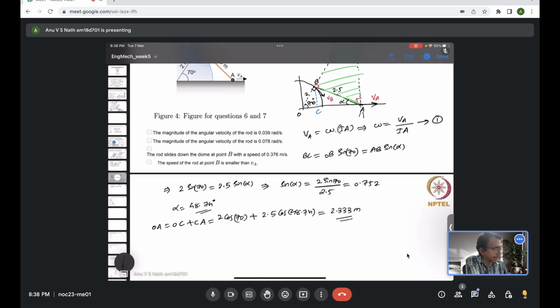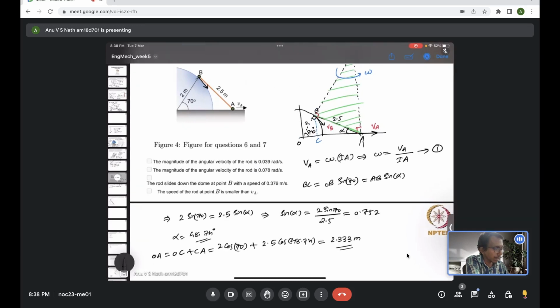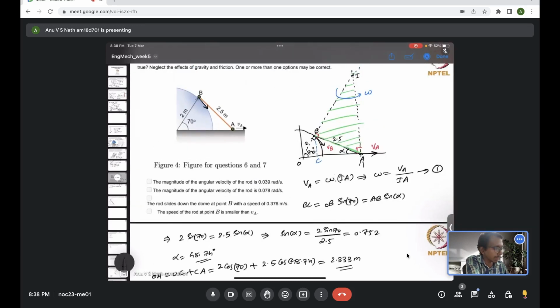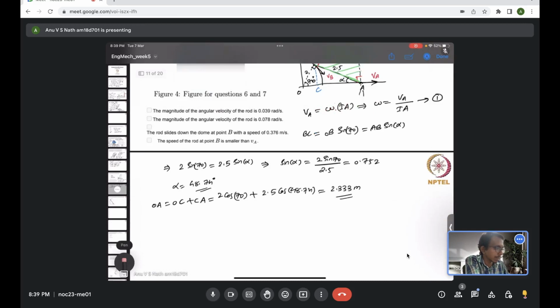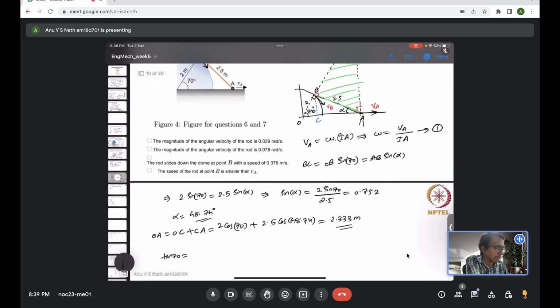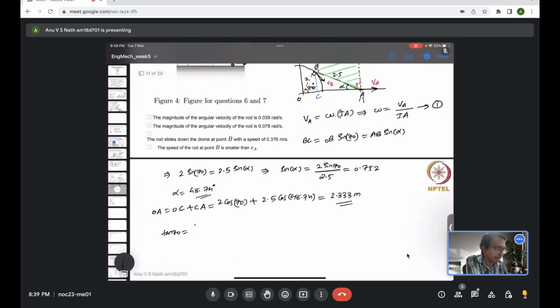Okay. So now if we consider the triangle OAI, it's a right angle triangle, tan of 70 is IA by OA, right? So from this, IA can be evaluated as OA times tan of 70. So OA is, we just evaluated, 2.333 times tan of 70. So we will get this distance to be 6.41 meter.